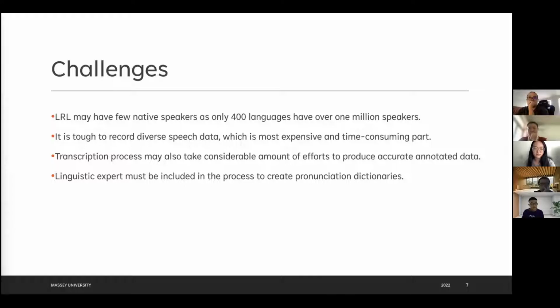For other resources like lexicons, some languages don't have enough research and enough people working in that area of research. So they don't really have linguistic experts to create pronunciation dictionaries and other linguistic resources needed for building an ASR system.